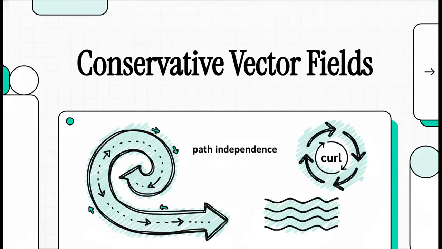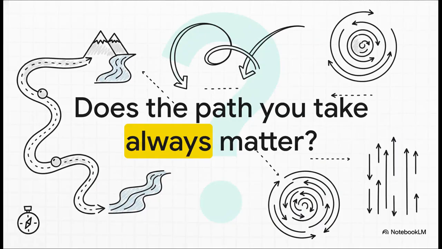Okay, let's dive into the world of vector fields and what makes some of them conservative. We'll start with a simple question to get us thinking. Does the path you take really matter?